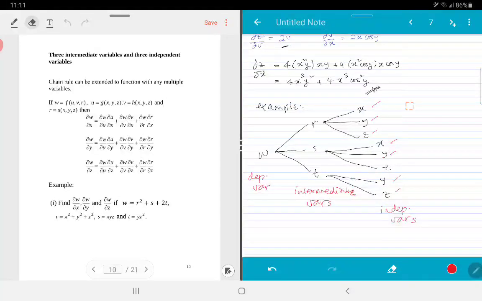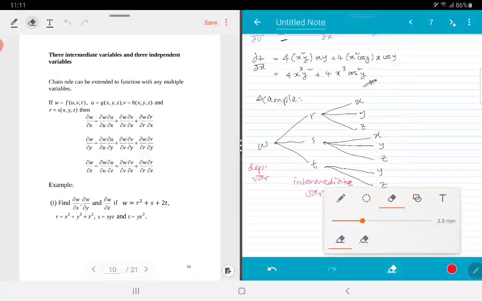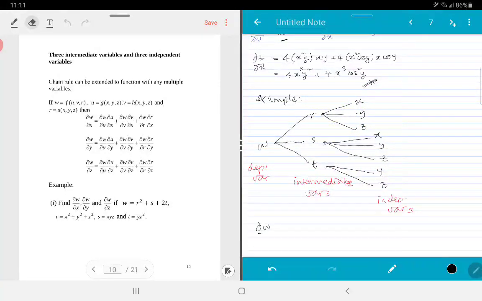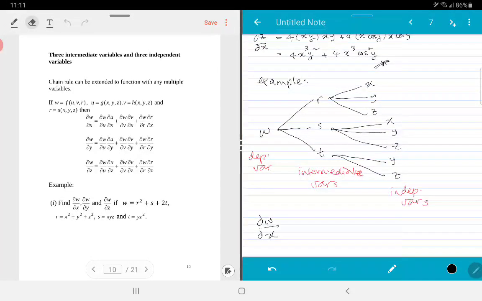Okay, so now the question asks us to find the first partial derivative of w with respect to x, y, and z. I'm going to show you only one of them. Okay, let's say we want to find partial w, partial x. So for partial w, partial x, you just look on the far right. You can see that we have 1x here, 2x, and that's it. So we only have two x's on the far right, which means that we have a sum of two terms.